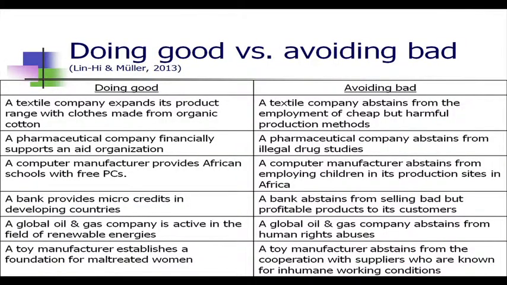Then, several other examples are given, you can read through these. Another very pertinent one is a global oil and gas company is active in the field of renewable energies, and avoiding bad would be a global oil and gas company abstains from human rights abuses. So, something like that. Okay.